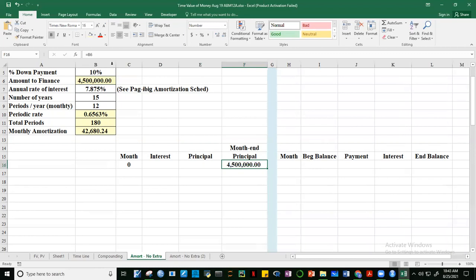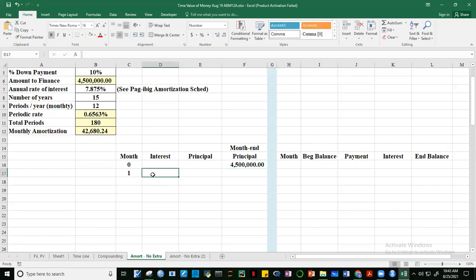At the end of the 0th month, may babayaran na tayo. Magkano babayaran natin? 42,680.24. Now, itong 42,680.24, hindi lahat yan pupunta sa principal. Yung iba dyan, interest. Importante yung mapupunta sa principal kasi ibabawas yun sa balance ng utang natin. Of course, ang desire natin, the bigger the principal payment, the better for us kasi liliit yung ending principal natin, liliit yung interest natin. The interest will always be based on the ending principal.